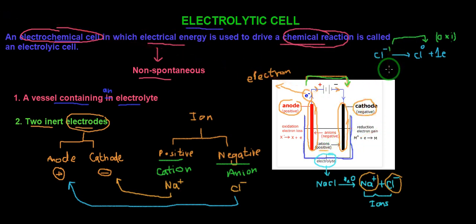While what happened at the cathode? As we have studied, the positive ion or cation moves toward the cathode. So at the cathode it gains an electron. For example, we have the sodium ion. Once it gains an electron, it would be converted into a pure sodium atom having zero oxidation state.